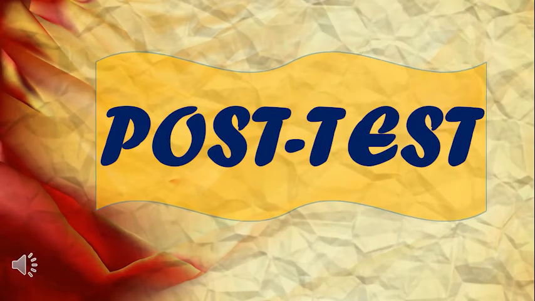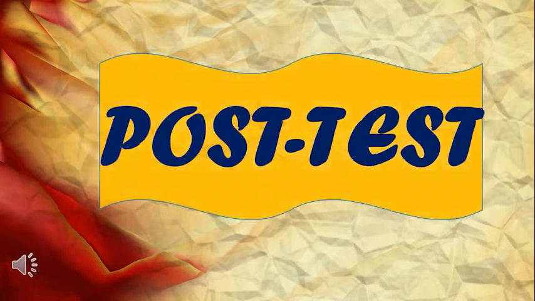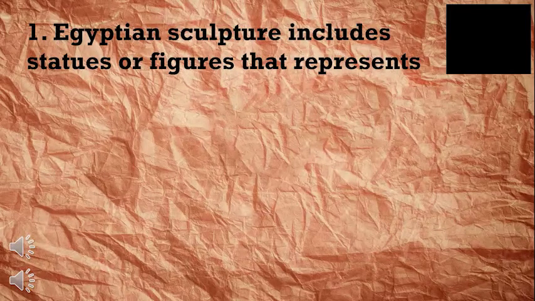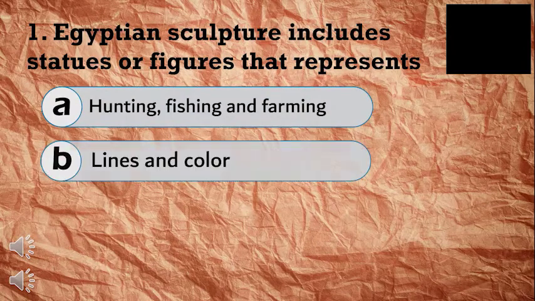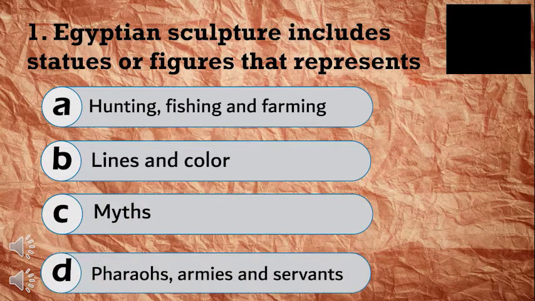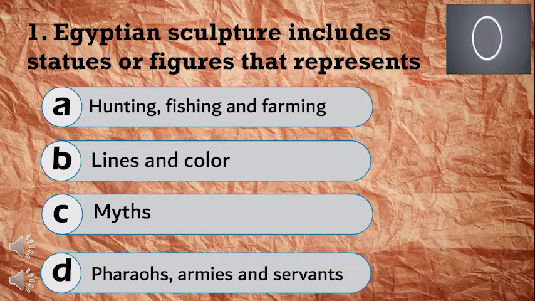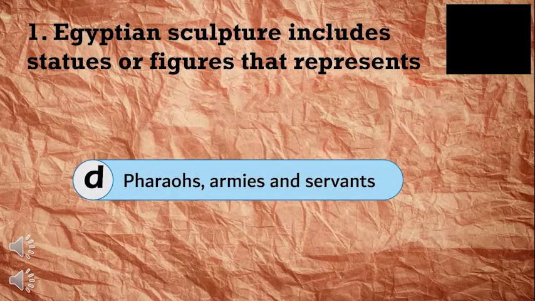Before you go, let's see how you've understood our lesson by answering the post-test. 1. Egyptian sculpture includes statues or figures that represent A. Hunting, fishing and farming. B. Lines and color. C. Myths. D. Pharaohs, armies and servants. The correct answer is letter D, pharaohs, armies and servants.